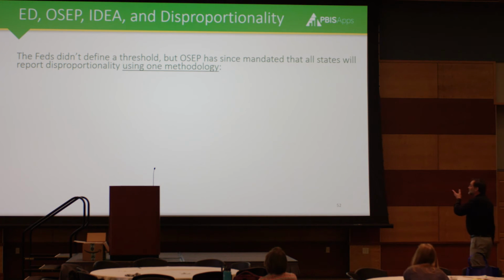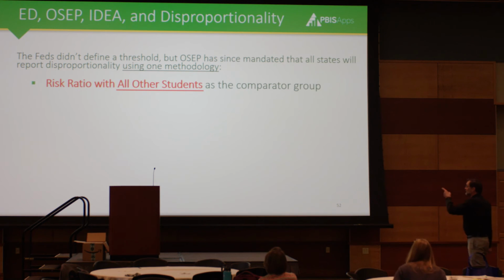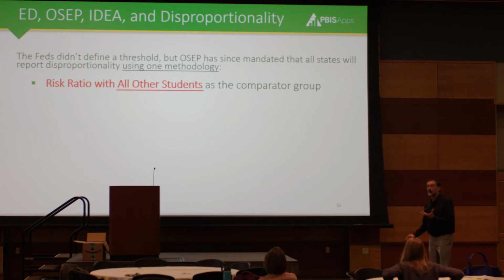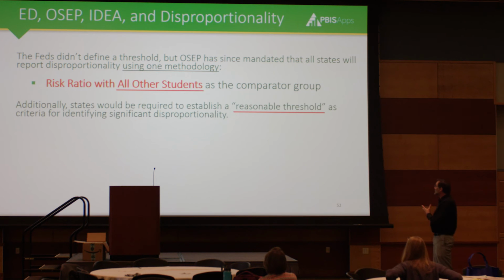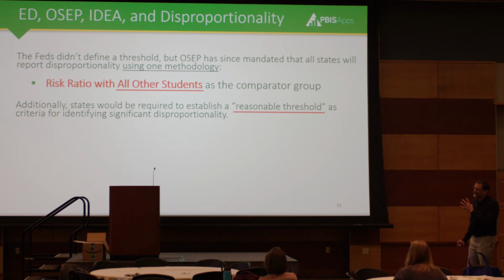Well, they didn't define a threshold, but they said everybody from now on needs to use one methodology, and that methodology is we're going to use the risk ratio for all other students. And they said if you have a reasonable threshold, you better be able to defend why you're choosing that number. So if you're coming up with 5, you better be able to say why you're going to have 5, why that's a reasonable threshold.